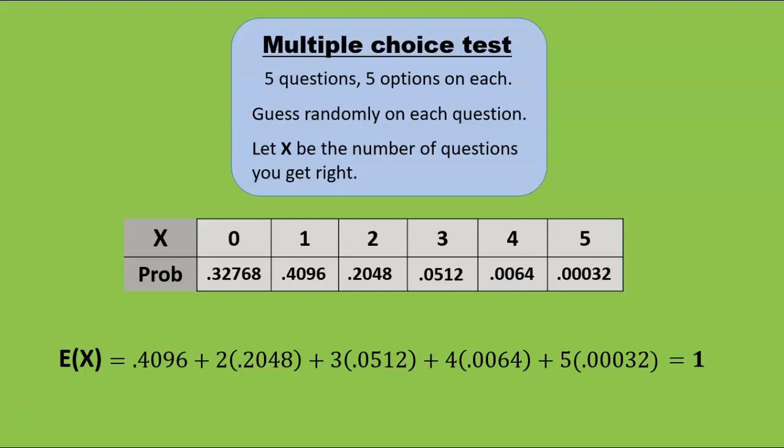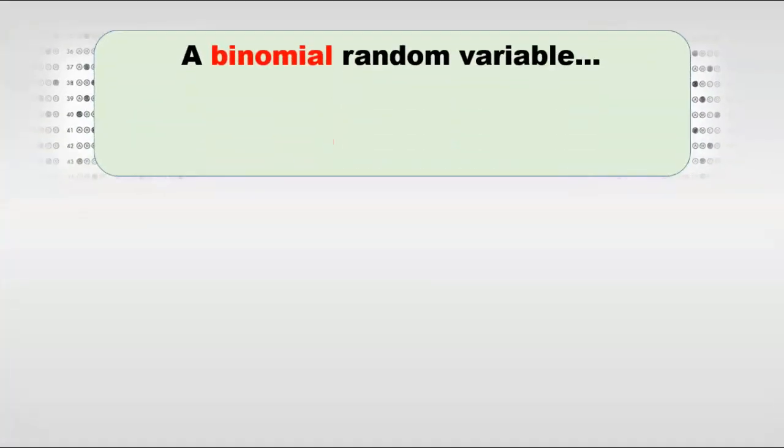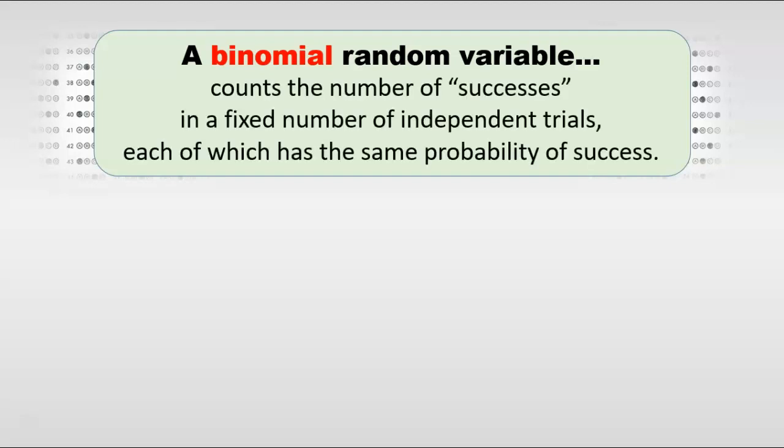If you've understood this example about the multiple choice test, you've understood just about everything related to binomial random variables, since every binomial random variable is like the random variable that we've been working with. To see this, let's go ahead and look at the definition of a binomial random variable. A binomial random variable counts the number of successes in a fixed number of independent trials, each of which has the same probability of success.